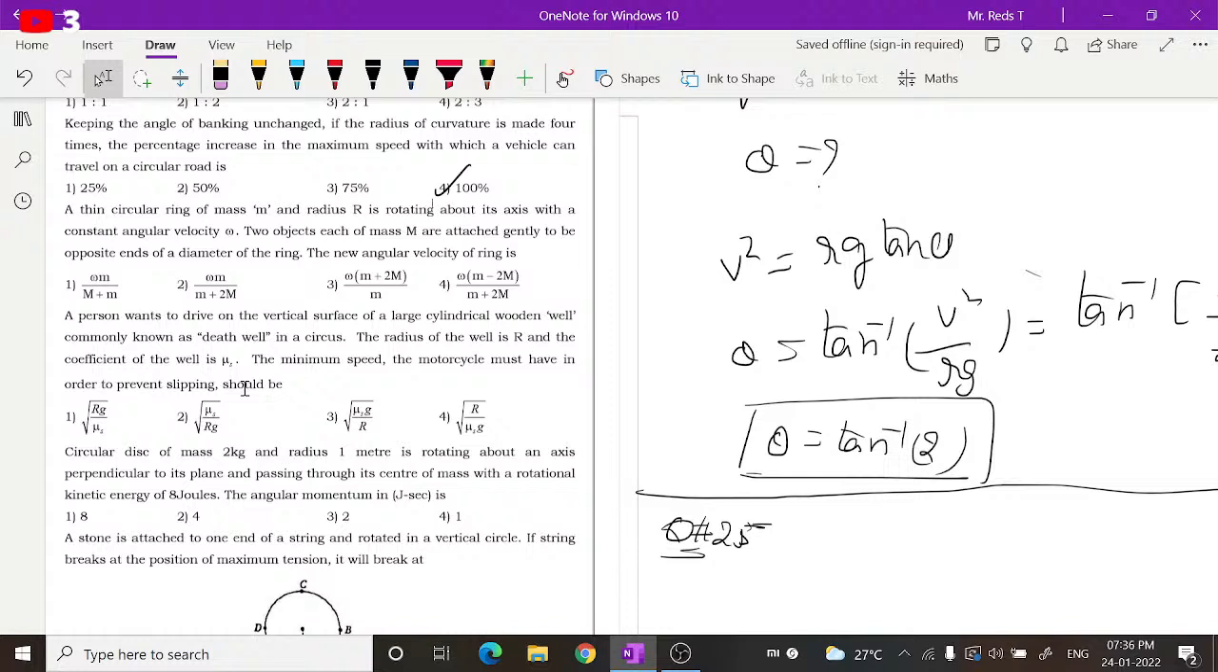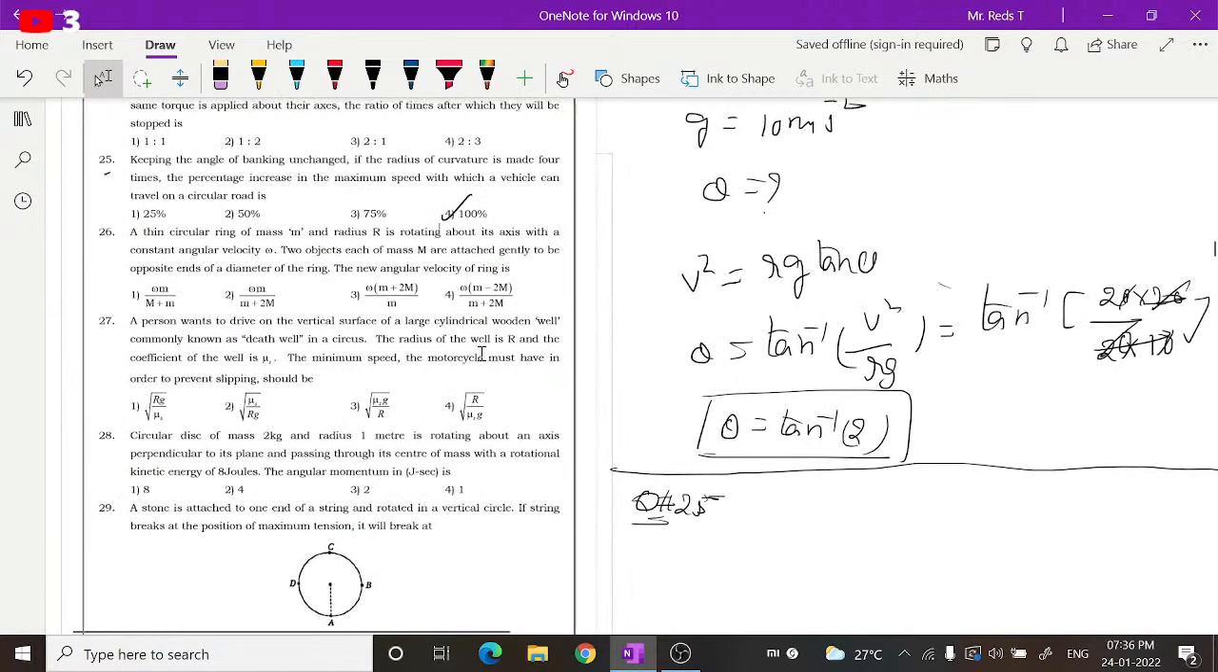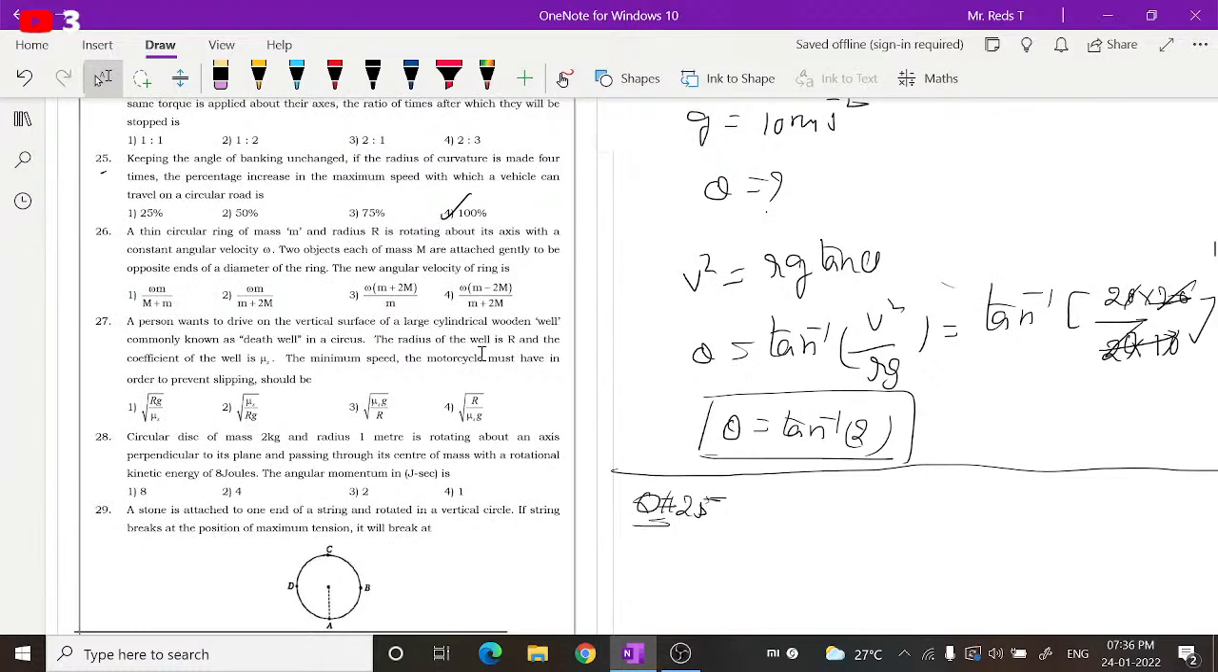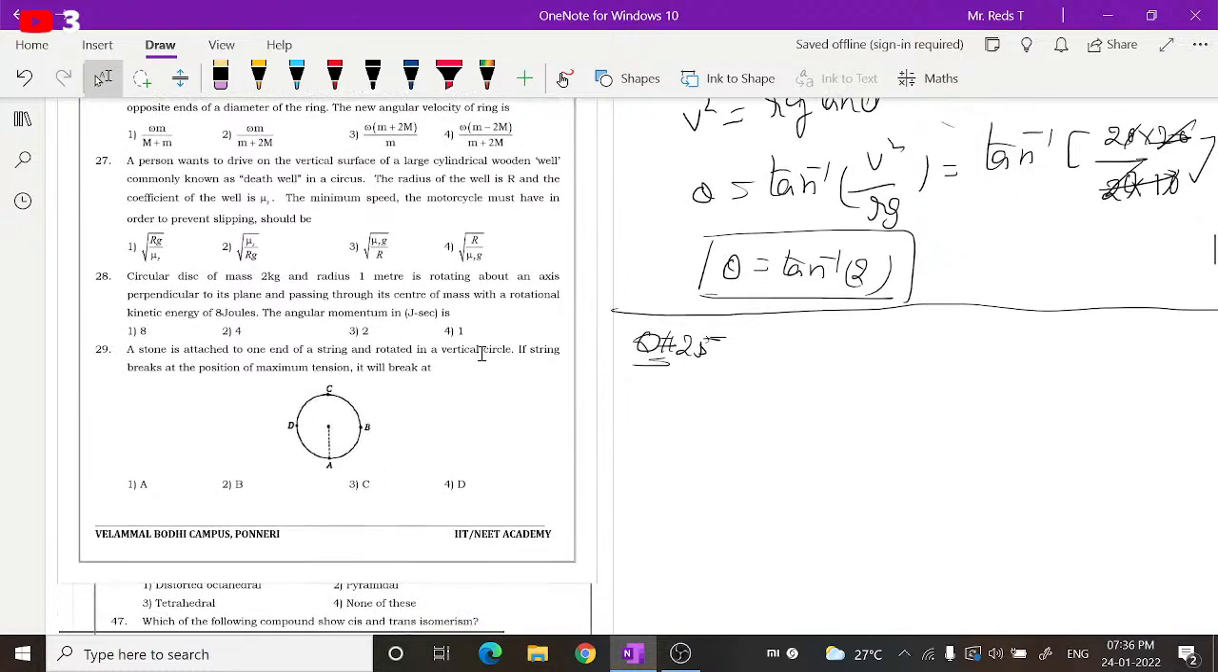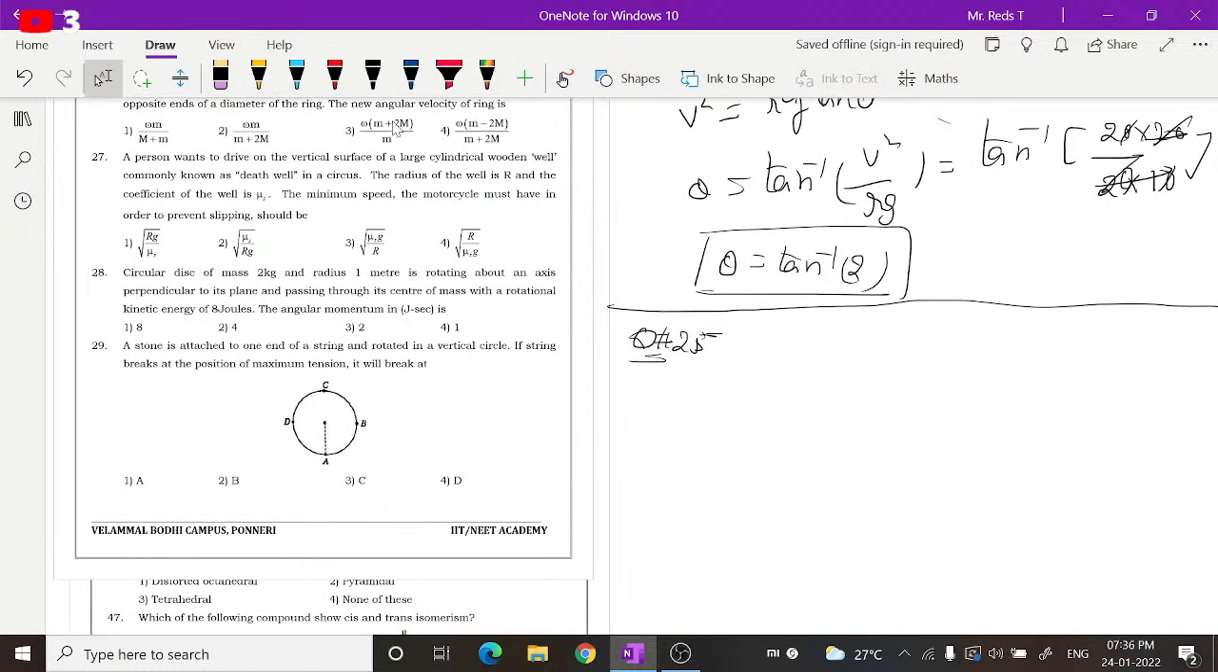Without slipping, if the motorcycle wants to move in a circular path, what should be the minimum speed? If the speed decreases below this, it will skid. So to understand this, let us try to draw a diagram related to this. So question number 27.